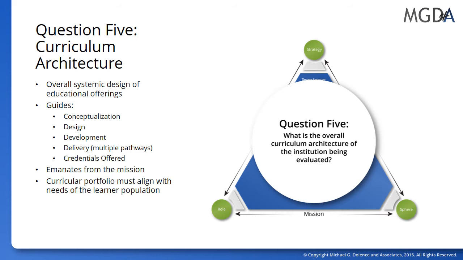The curriculum's architecture is conveyed through discrete specifications that guide the design and implementation of the entire academic enterprise and reach across all academic aspects. Because a curriculum's architecture emanates from its mission, the architecture must align the curricular portfolio with the needs of the various learners and learning communities an institution serves.